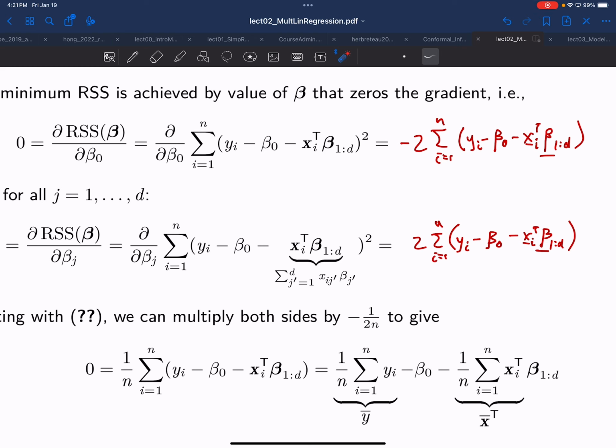So let's see, is John Cao here? CAO? Yeah. So, yeah, so what do you get when you do partial derivative of this respect to beta j?